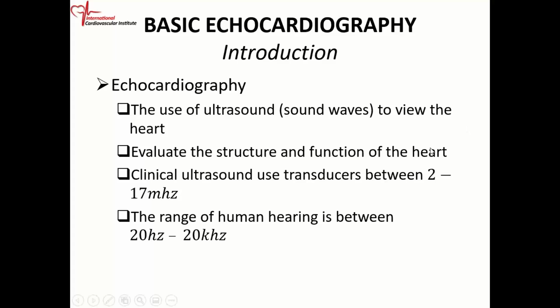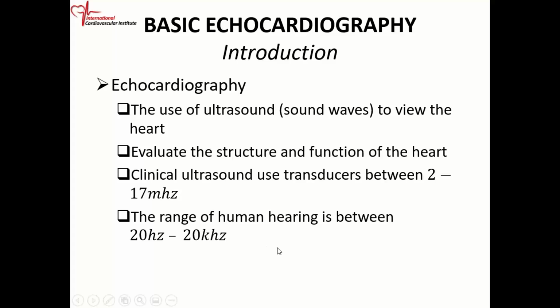Now, the transducers that we use emit ultrasound with a frequency of 2 to 17 megahertz. This is something that you have to know, and we'll go over this from time to time. For clinical ultrasound, when we do ultrasound anywhere in the body, we use a transducer that emits a frequency of between 2 and 17 megahertz.